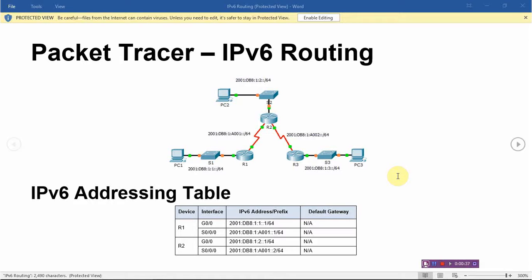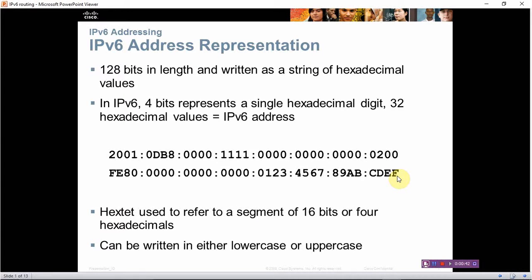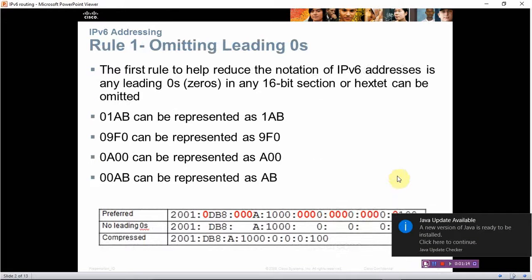When compared with other systems, it is 128 bits in length and written as a string of hexadecimal values. When IPv4 is compared, it's just 32 bits, with a 4-part representation. IP version 6 is an 8-part representation and uses hexadecimal format, while IPv4 uses normal decimal numbers. It can be written in either lowercase or uppercase; it is not case sensitive.